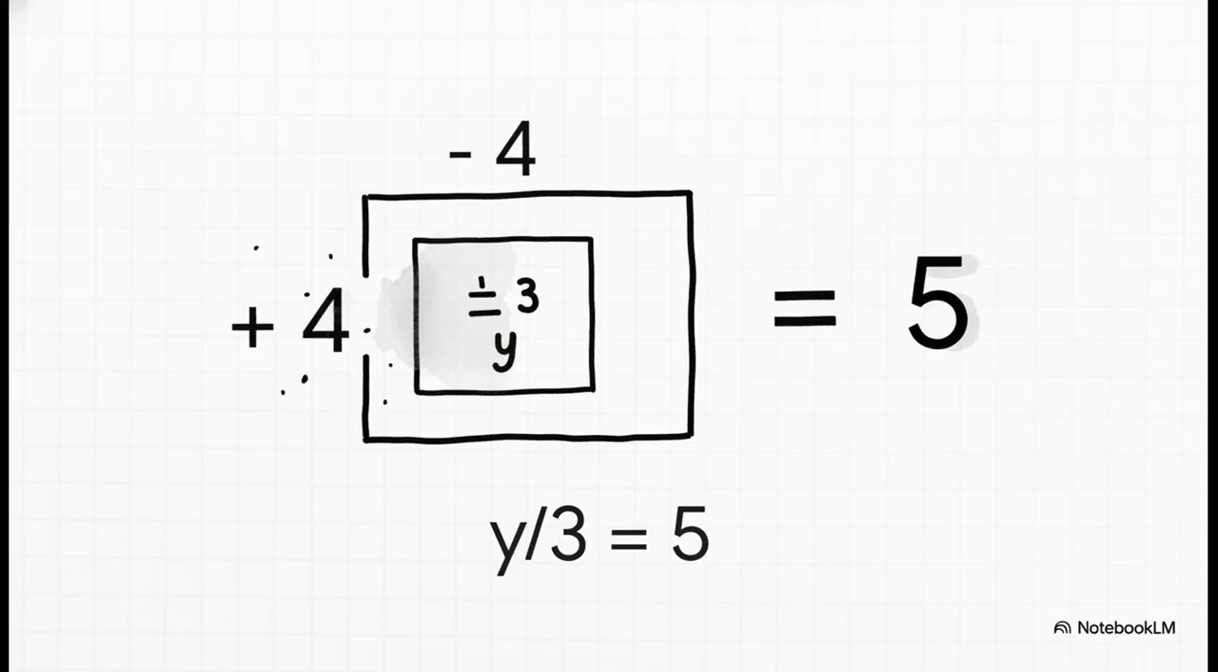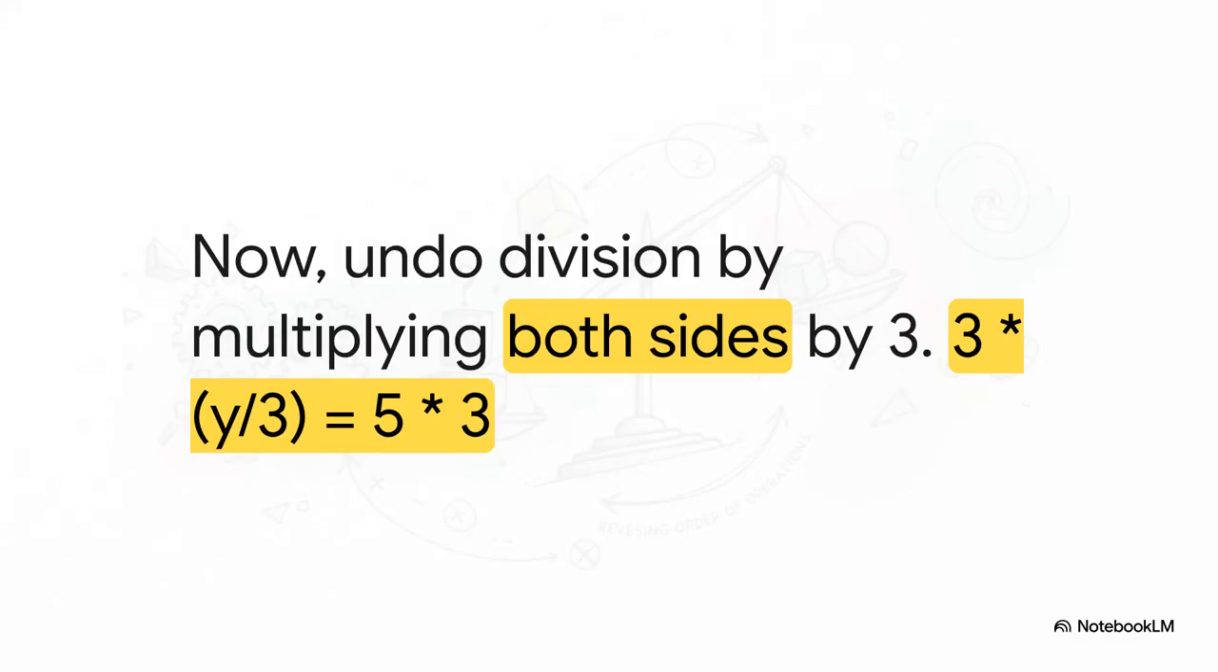It's that minus 4. To get rid of a subtraction, we do the opposite. We add. So let's add 4 to both sides. On the left, the minus 4 and plus 4 cancel each other out, and that leaves us with y divided by 3 equals 5. And now for the final step, that inner box.